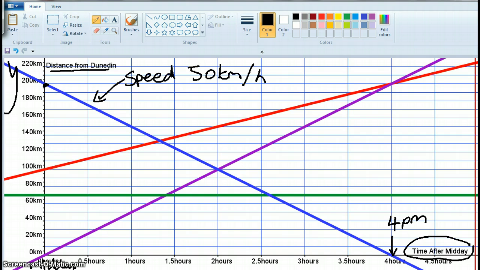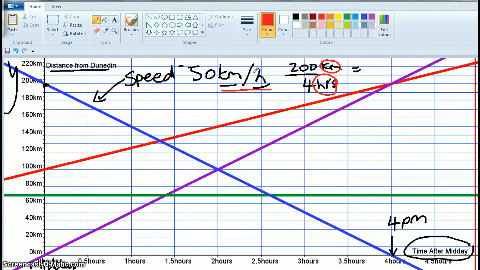Because that's a negative slope, we could put a negative there that it's actually going towards Dunedin, and positive being going away from Dunedin if we wanted to. How did we get the 50? We did rise of 200 over run of 4 hours. So in 4 hours it travelled 200 kilometres. So 200 kilometres, 4 hours, and that was 50 kilometres per hour. So rise was kilometres, run was hours, so it's kilometres per hour. Really important to get those units.